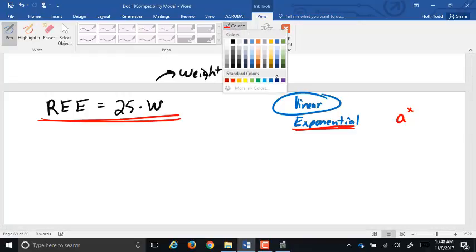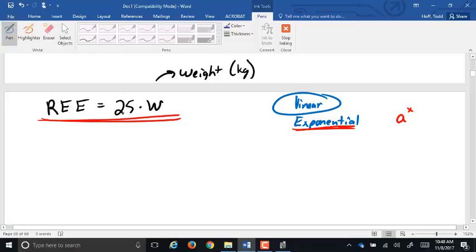Now, there is no starting point. That y-intercept that we talked about isn't here. We could think of that as being plus 0, which makes sense because if you have no weight, you're not burning any calories. The rate of change for this model: if your weight increases by 1 kilogram, how many more calories do you burn in a day?